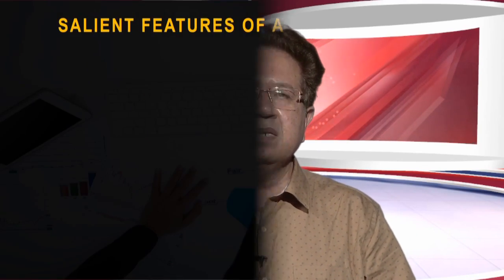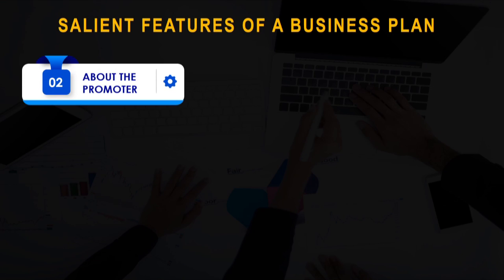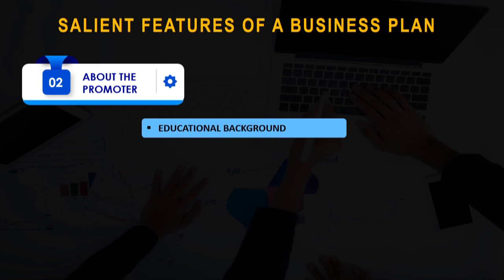The second is about the promoter, or about the promoters, in case we have more than one. First is the educational qualification, educational background. So, they will see your proposed unit and your background, whether it is matching. Suppose you want to go in for a very high tech unit, and maybe you are not that technically qualified, it can go a bit against you, so they will check that.